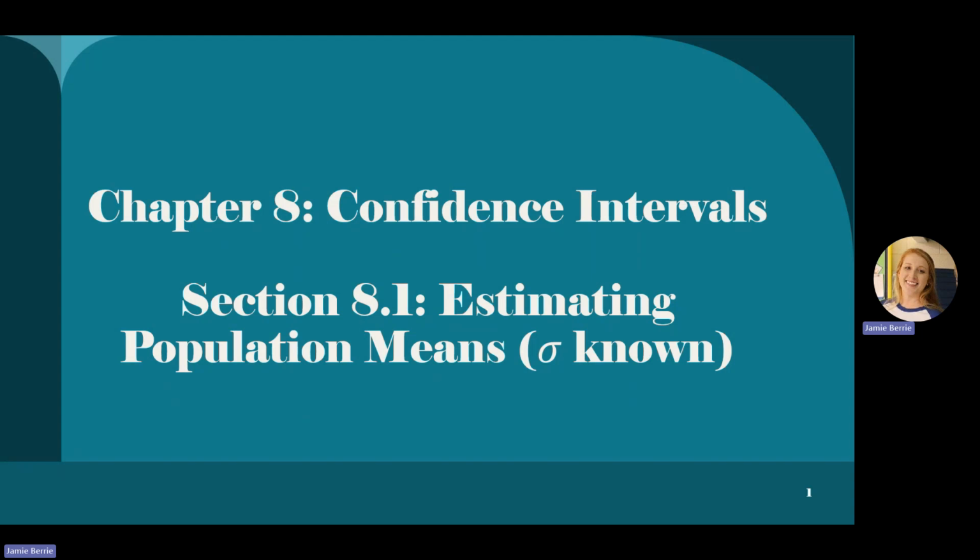This first section, we are estimating population means. All right, so we're estimating population means where the population standard deviation is known. So that is the general idea here, is that we are trying to provide estimates for a mean when we have some background knowledge about this variable and we already know the population standard deviation.